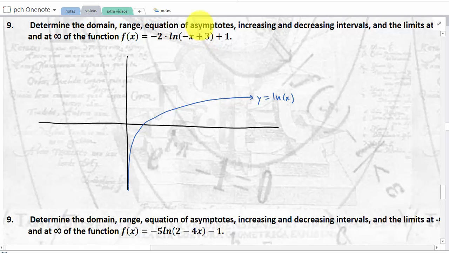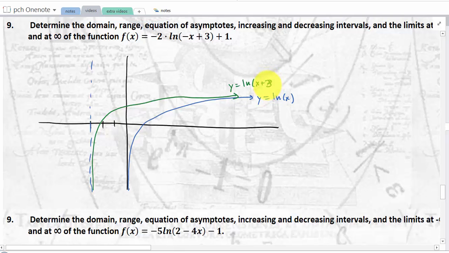Okay, next, what do you do? You go 3 to the left. Now, 3 to the left, so let's do 1, 2, 3. And this is where you will have the vertical asymptote, right? There would be a vertical asymptote right here. 3 to the left, here we go. 3 to the left, ln, right there. Okay, so this is y equals ln of x plus 3.